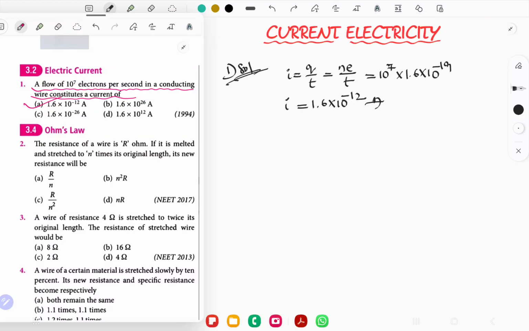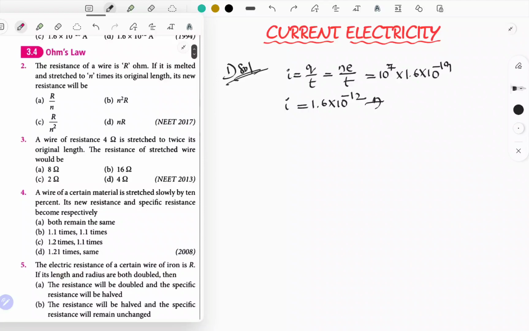The next questions are based on Ohm's law. Before going to Ohm's law, I would like to give a basic note. The actual formula of Ohm's law is J is equal to sigma E, where sigma is conductivity, E is electric field, and J is current density, which is a vector quantity. Electric field is also a vector quantity.